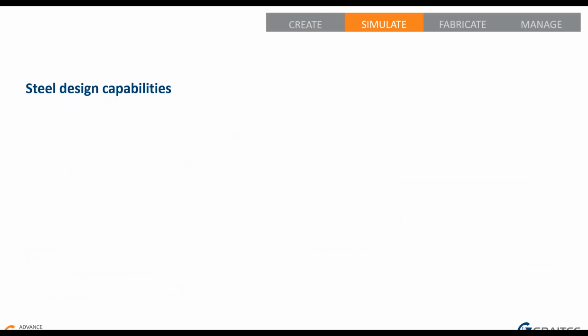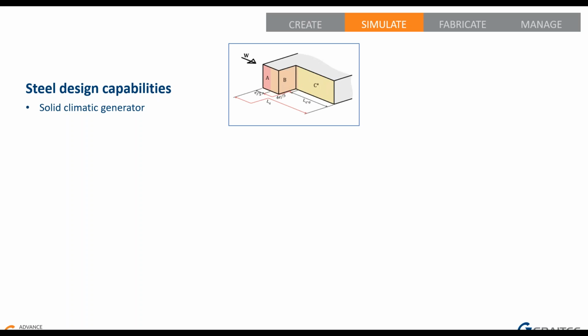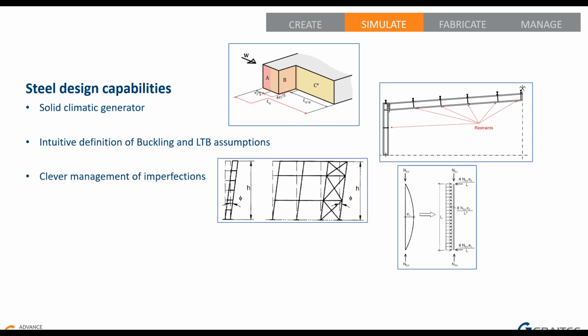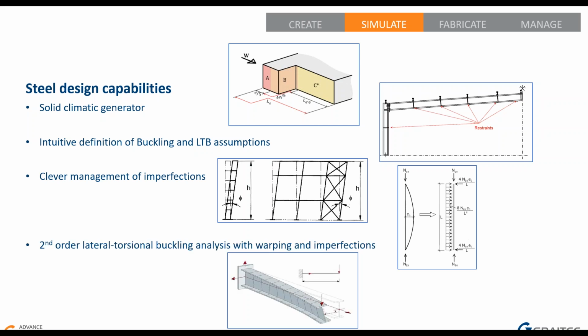So I hope I kept you interested in showing you the steel design capabilities of Advanced Design, which were a solid climatic generator, then some easy and quick ways of defining the steel design assumptions, as well as a smart management of the imperfections, but also some features that go beyond the standards, like the second order analysis with warping and imperfection that I've just showed you.